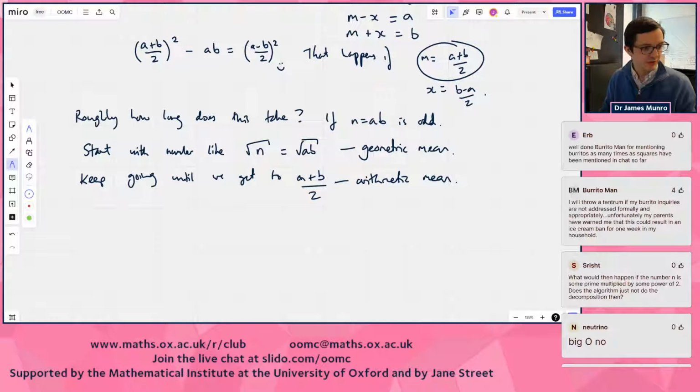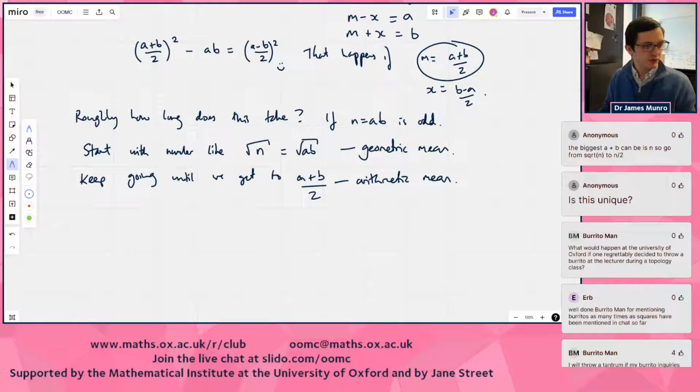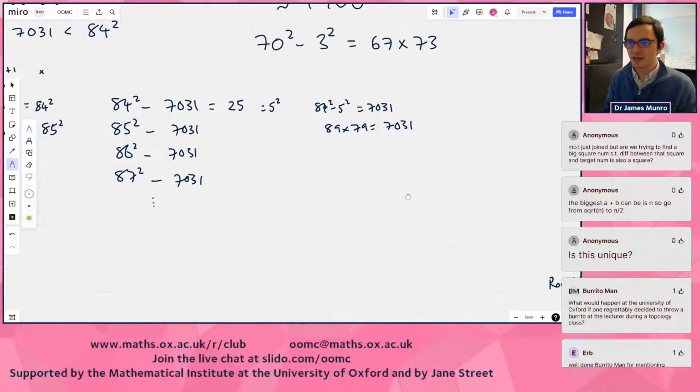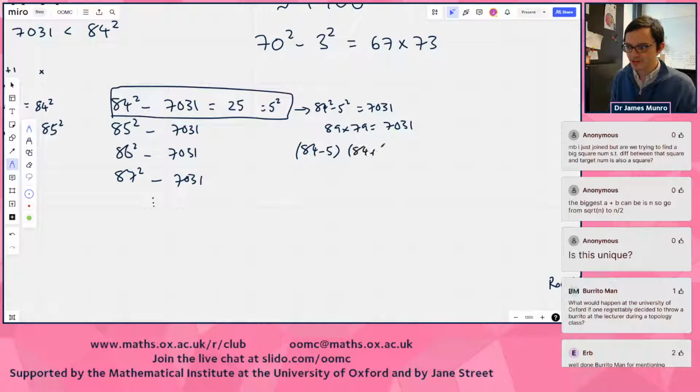Okay, yeah, so square root. Yeah, you just joined. Hello. So you've just joined, and this is a good time for a summary as well. We're trying to find a big square number such that the difference between that square and the target number is also square, because then, brilliantly, we can do a little rearrangement, like we did over here. A little rearrangement when we discover one of those things gives us a way to factorize that. 84 take away 5, 84 plus 5. It is a little trick for doing a factorization. It does feel a little bit like completing the square.